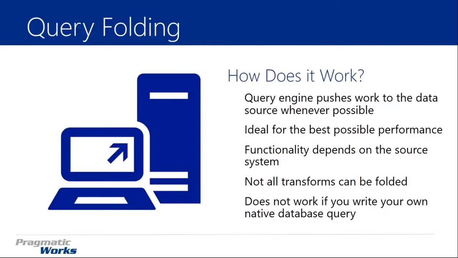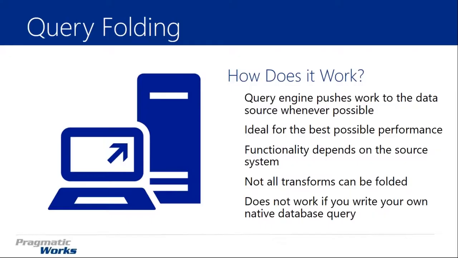But as soon as I try to do something like fill down, or something like capitalize each word, which is another transform available in here that doesn't exist in SQL Server, as soon as I try to do a transform inside of Power BI that there is no corresponding SQL code for inside SQL Server, the query is no longer folded from that point going down. So again, if I have 10 transforms, and the 7th one all of a sudden uses a transform that's not available inside SQL Server, everything after that is no longer folded. All right, so let's take a look at how this works.